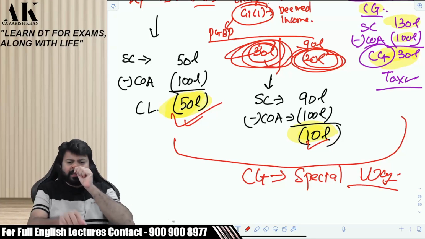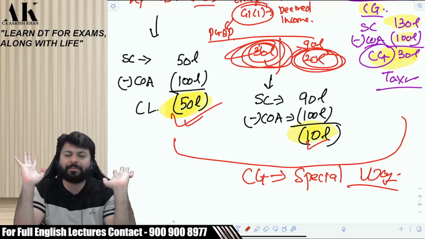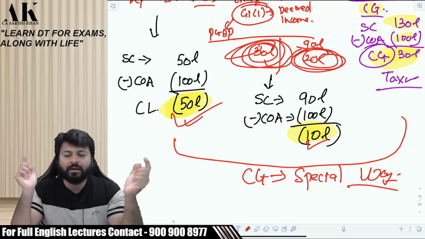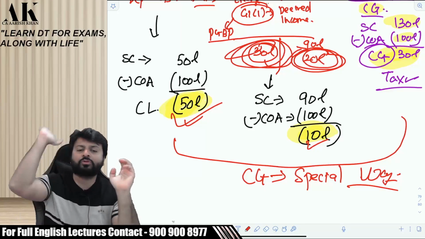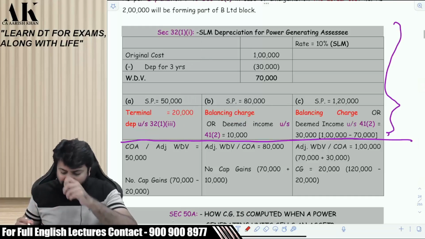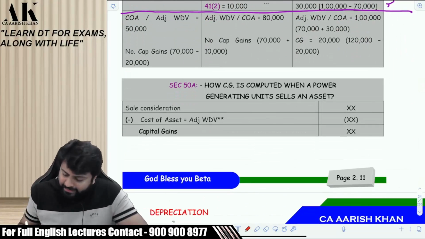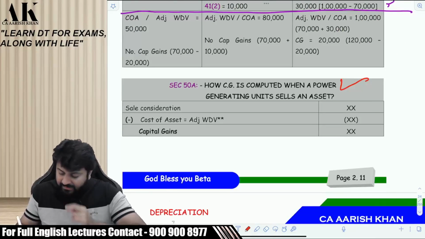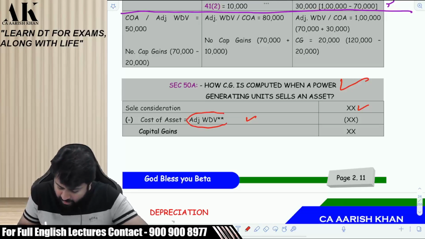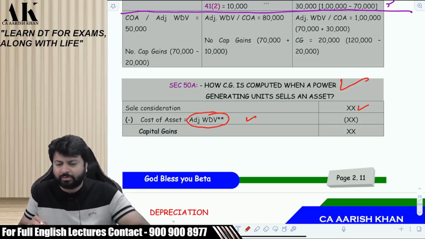In such a special way, listen carefully, capital gains will be computed that if there is a gain, then gain will come, but if there is a loss, then gain will become zero. That is a special formula given by the government. The special formula is over here. How to compute capital gains when a power generating asset unit sells an asset? Listen carefully. Sale consideration minus cost of acquisition, but you have to adjust the cost of acquisition and now it will be called as adjusted WDV.